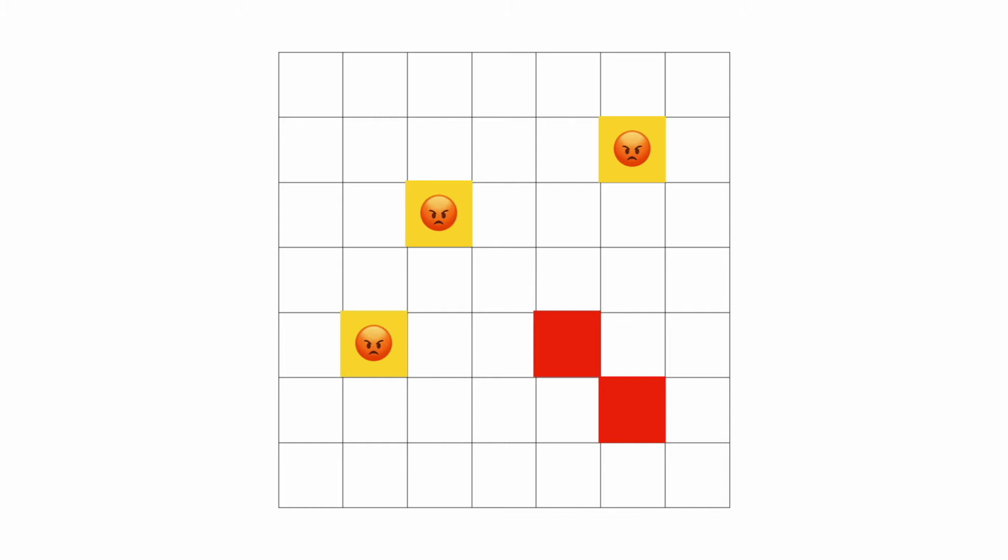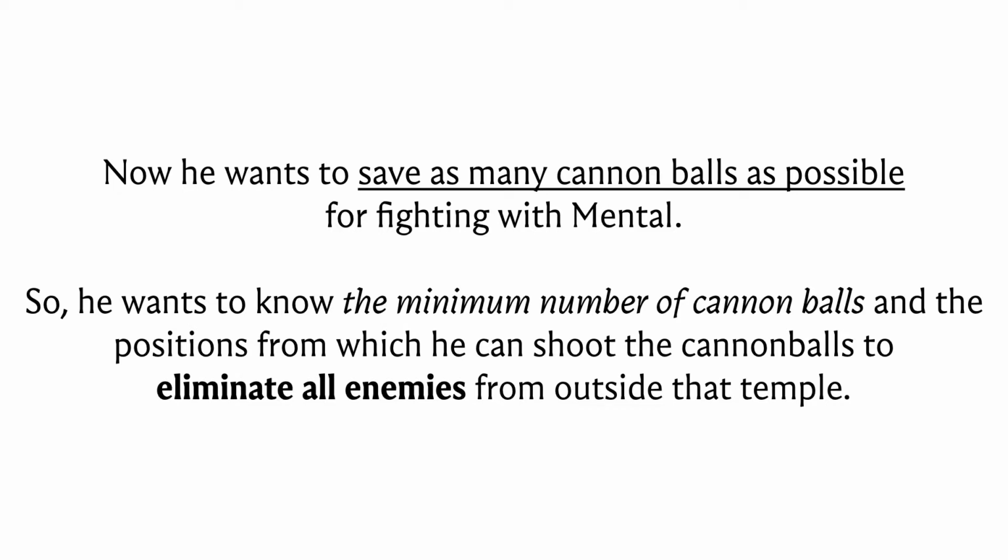So this solution that we just had with 3 cannonballs is actually the best that you can hope for in terms of minimizing the number of cannonballs, which turns out to be the optimization objective that is handed out to us. So the task in this problem is to come up with a solution that uses as few cannonballs as possible to eliminate all the enemies that are in the temple.